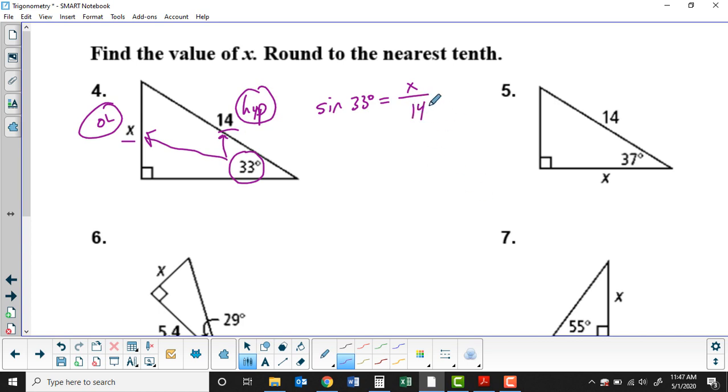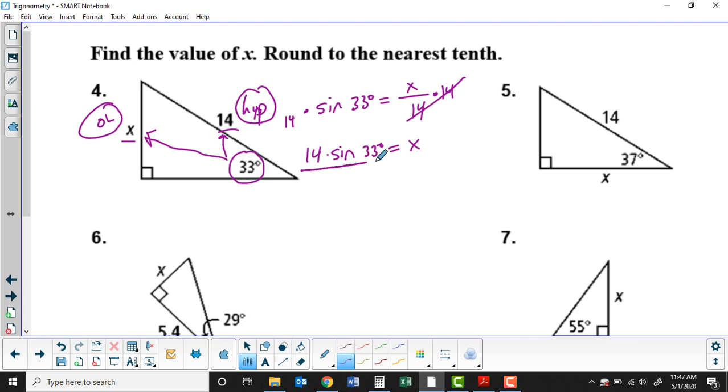And whenever we do one of these trig problems, our job is to get x by itself. So currently, x is being divided by 14. Guys, what math is the opposite of dividing by? Of course, it's multiplication. So we're going to multiply this side by 14. Now, this is an equation. Here's an equal sign. So if you multiply this side by 14, you've got to multiply this side by 14 also. So these will cancel out, and we have 14 times sine 33 degrees equals x.